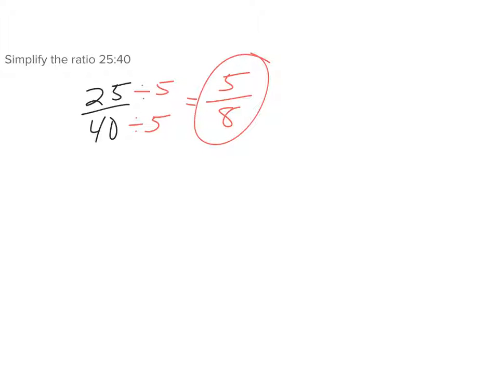Okay, as you can see, I could take a 5 out of the top and the bottom, so I divide the top and bottom by 5. 25 divided by 5 is 5. 40 divided by 5 is 8. So my simplified ratio is 5 to 8. If I want to write it as a ratio with a colon, I would write it like this, 5:8.